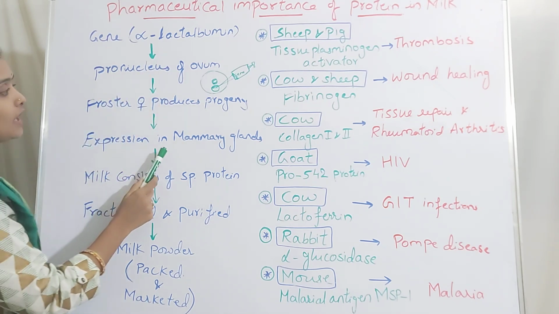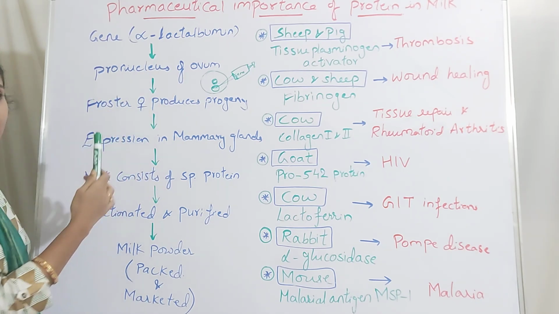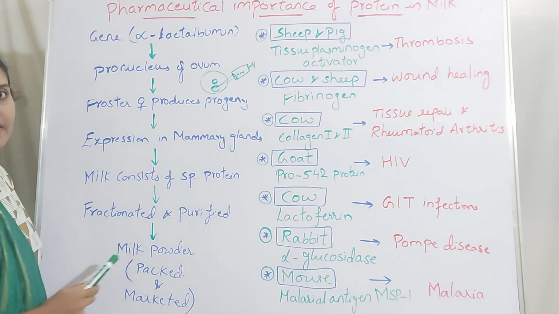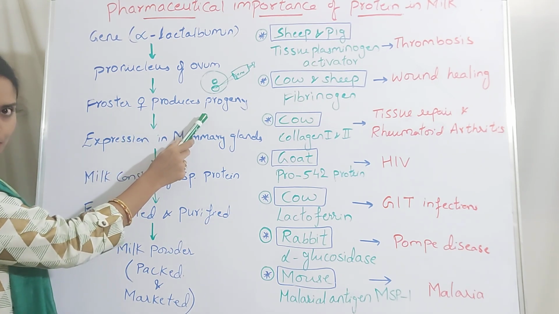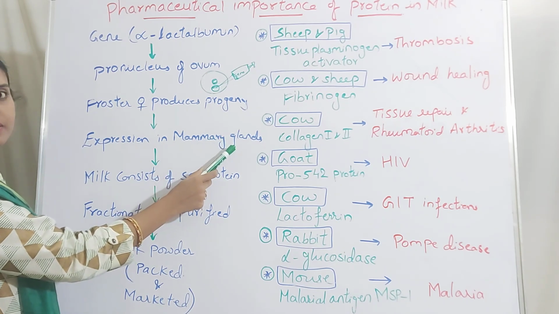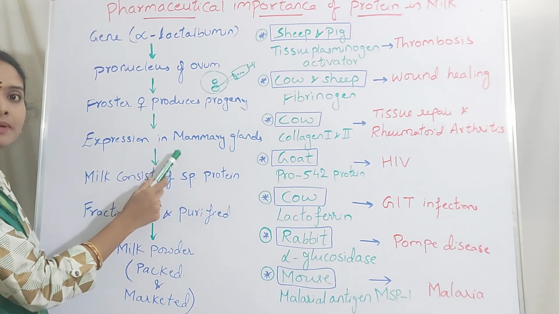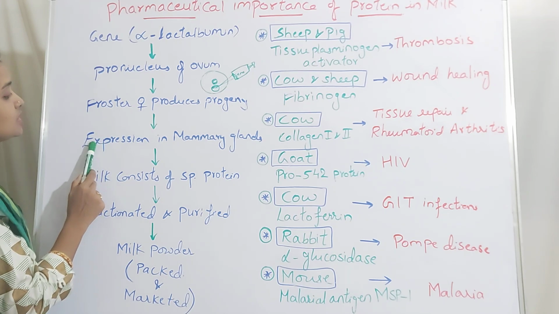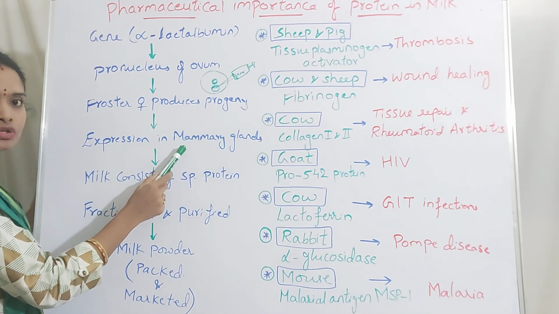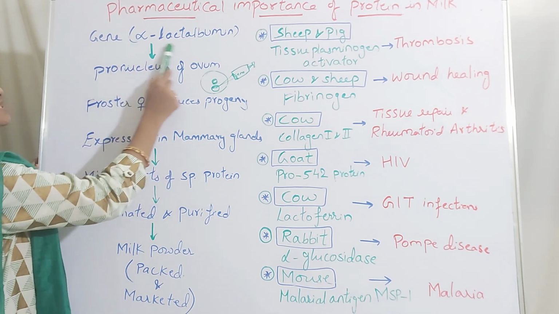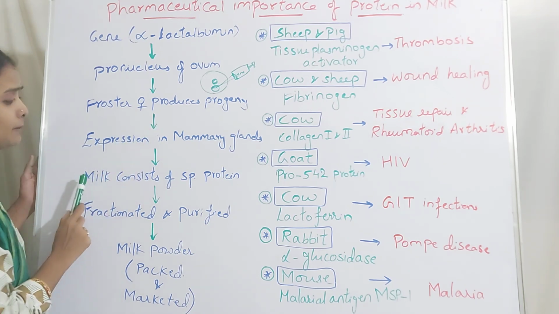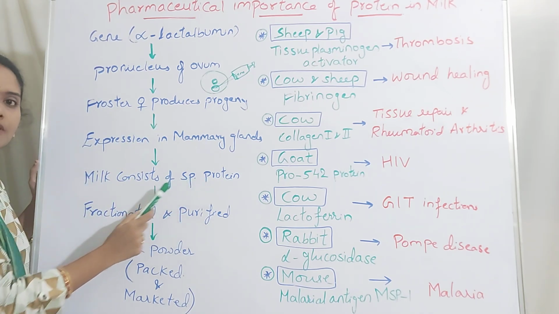But we have made the gene in such a way that it is active only in the mammary glands. Though the gene is present in the progeny, it will undergo gene expression only in the mammary glands. Mammary glands are nothing but milk producing glands. So the gene expression will occur only in the mammary glands, so that the milk produced by these glands consists of this alpha-lactalbumin, right? So now the milk consists of this specific protein alpha-lactalbumin.